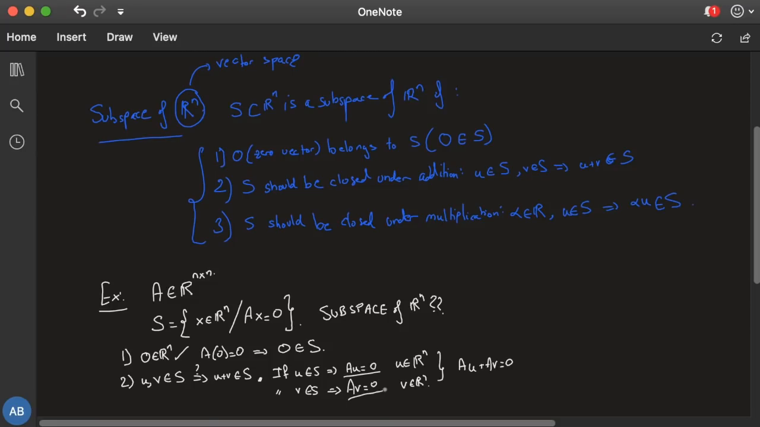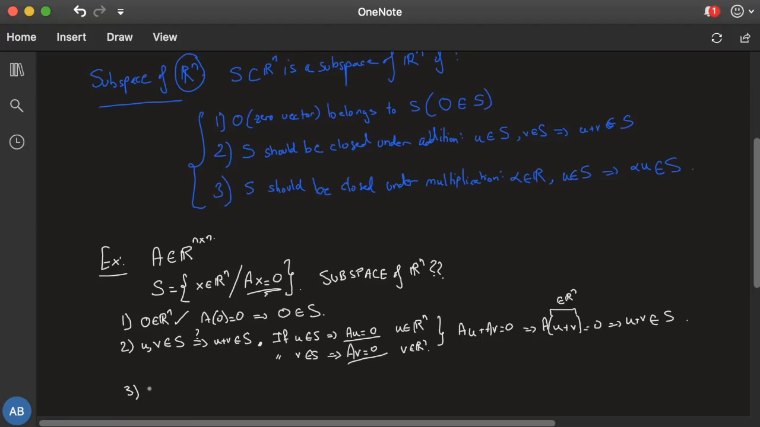Adding those two equations, we factor A as A into u plus v is 0, and this vector falls again in Rn. If you add two real valued vectors, you will get a real valued vector. So u plus v satisfies this. Hence, we can say that u plus v falls in S. Now, if I pick an alpha in R and u in S, does this give me that alpha u is also in S? Well, let's see.